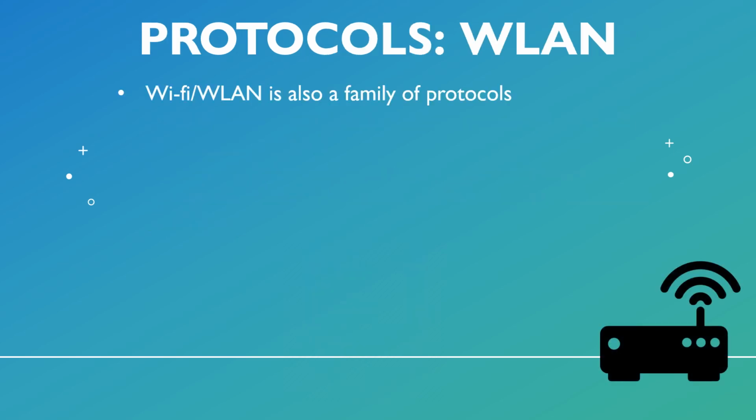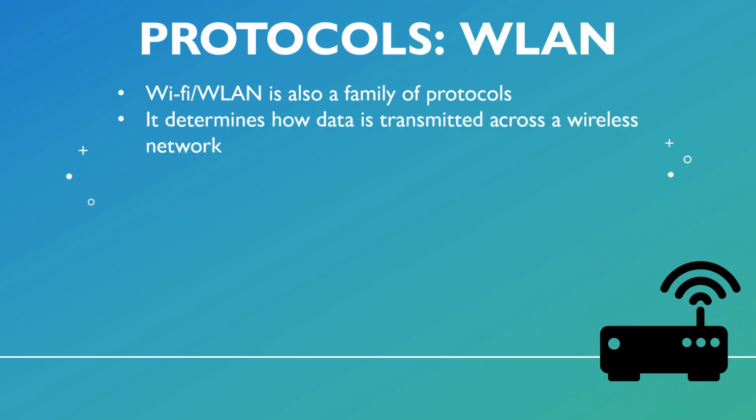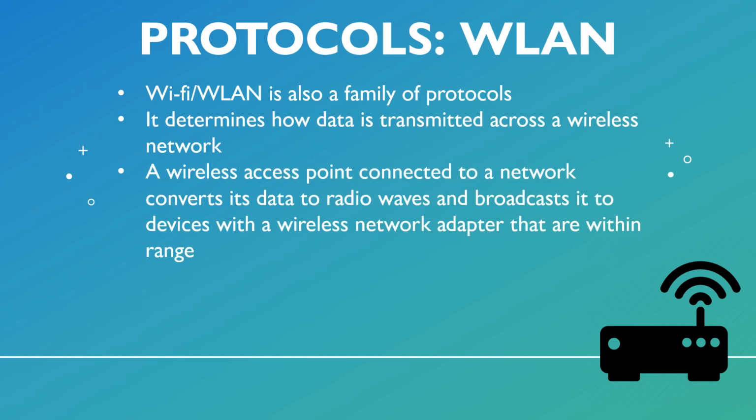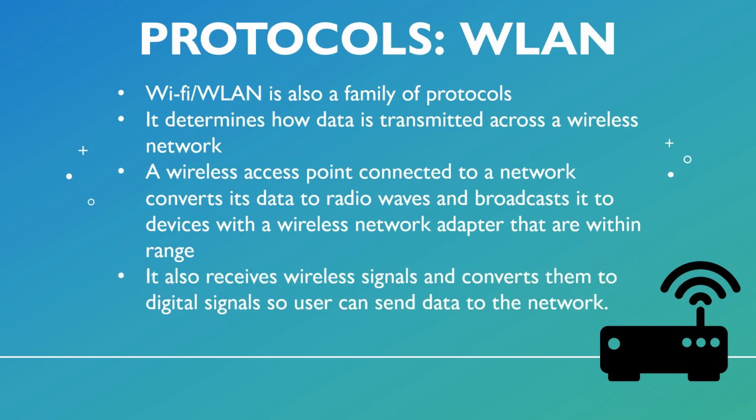WLAN, more commonly known by its trademark name Wi-Fi, is also a family of protocols. It determines how data is transmitted across a wireless network. To do this, a wireless access point connected to a network converts the network's data into radio waves and broadcasts it to devices with a wireless network adapter that are within range of the wireless access point. It also receives wireless signals from those devices and converts them to digital signals so the user can send data to the network as well.